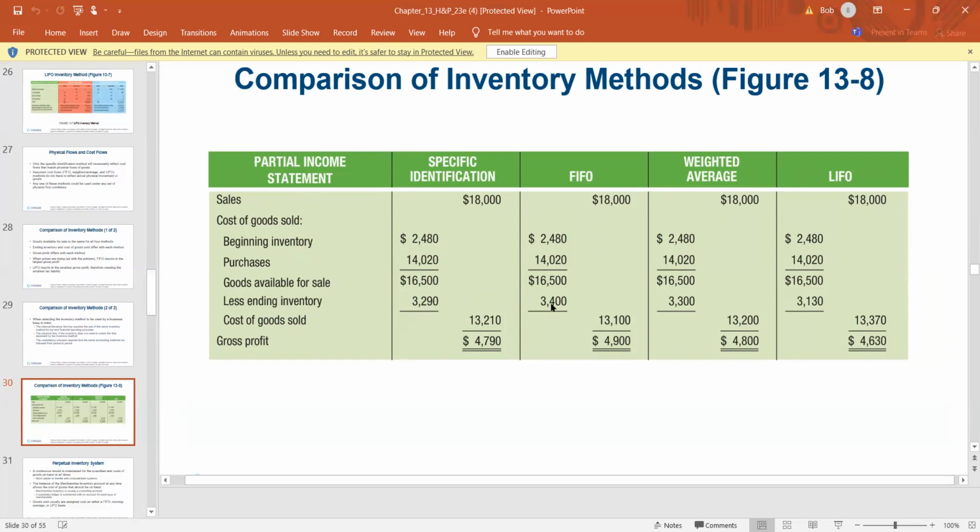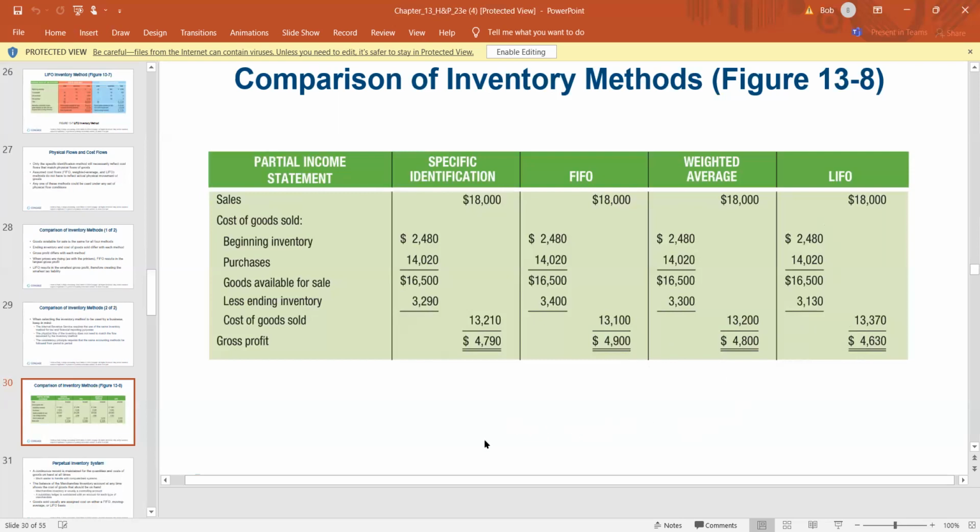Look what happened with FIFO. Our cost of goods sold is not 13,210, it's 13,100. We ended up with a higher net income. You will always have a higher net income in FIFO as long as prices are rising. LIFO, wow, look at this. Our income, or gross profit, if you will, was only $4,630. That's a pretty big difference from the 49. And the weighted average, as you would expect, would be somewhere in between them.